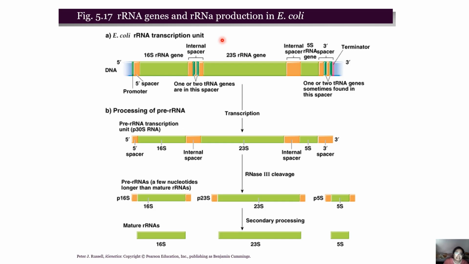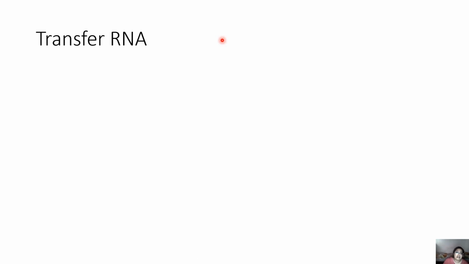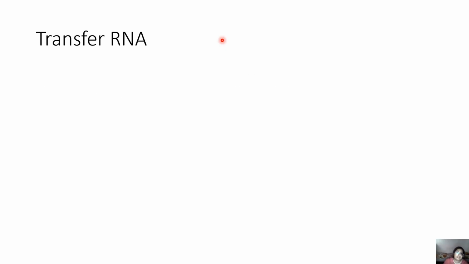So RNA genes and RNA production in E. coli. What happens exactly? In case of Pol 3, it makes the tRNA and 5S rRNA. Transfer RNAs are necessary to make proteins. They bring the correct amino acid. Each tRNA has a unique sequence and slightly different shape. All are clover leaf.